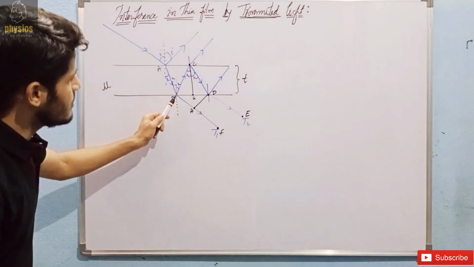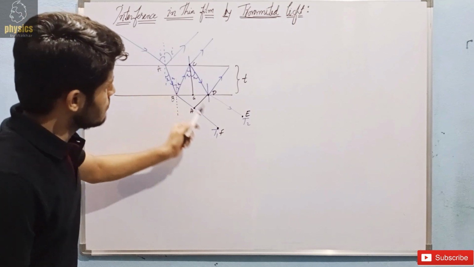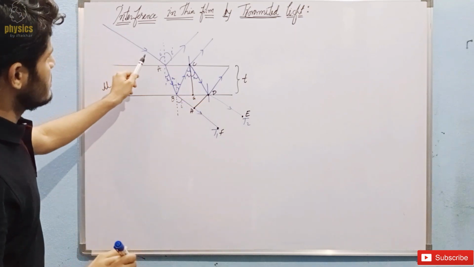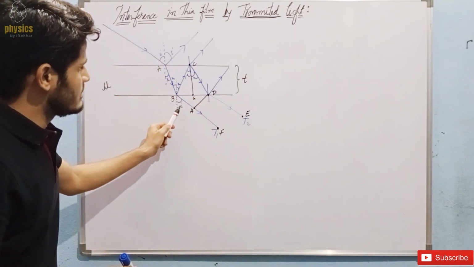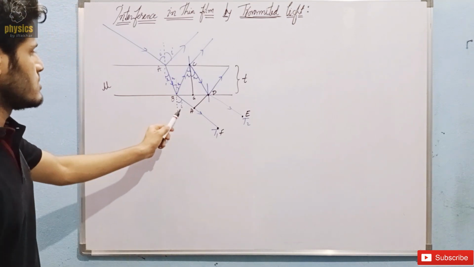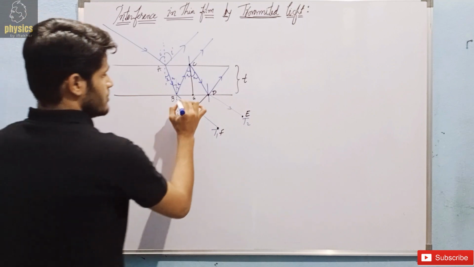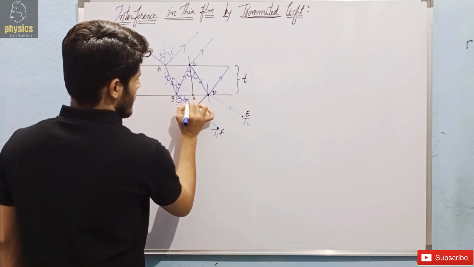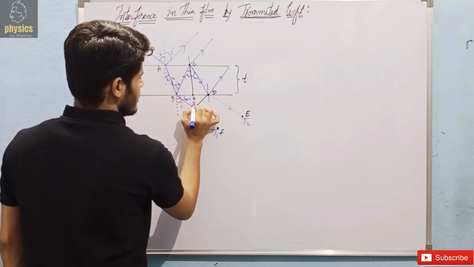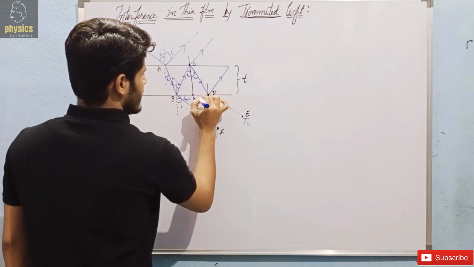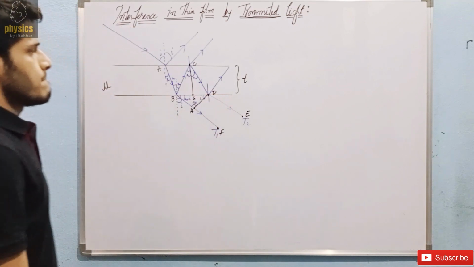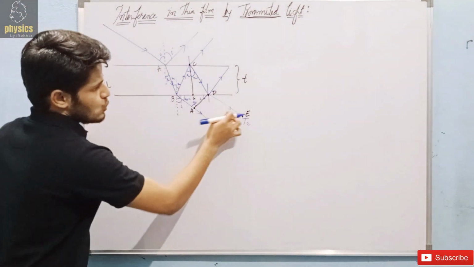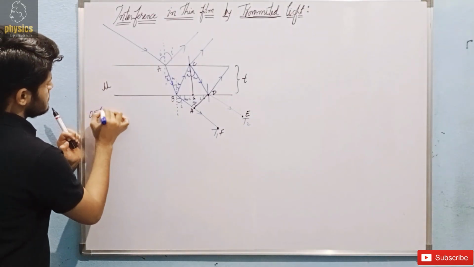Now, the transmitted light ray which is coming out of the thin film has angle i, the angle of incidence, and this will also be that only. This is the angle of incidence i, and we know that this total is 90. So this is 90 minus i, and this is again i. So this angle is i. Now let's find the path difference between these two light rays, the optical path difference.